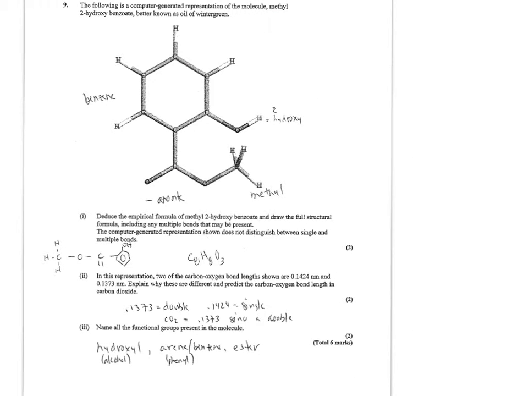Number 9 gives you this structure, and they tell you it's methyl 2-hydroxybenzoate, better known as oil of wintergreen. So here's the benzene, okay? And the reason it's got the "oate" name to it is because it's got the CO group here, giving it the "oate". And then there's a methyl group attached to it, methyl 2-hydroxybenzoate. And so that's off the first carbon. That's where the functional group is, my ester group. And then here's the 2-hydroxy, the OH group, attached to the second carbon.